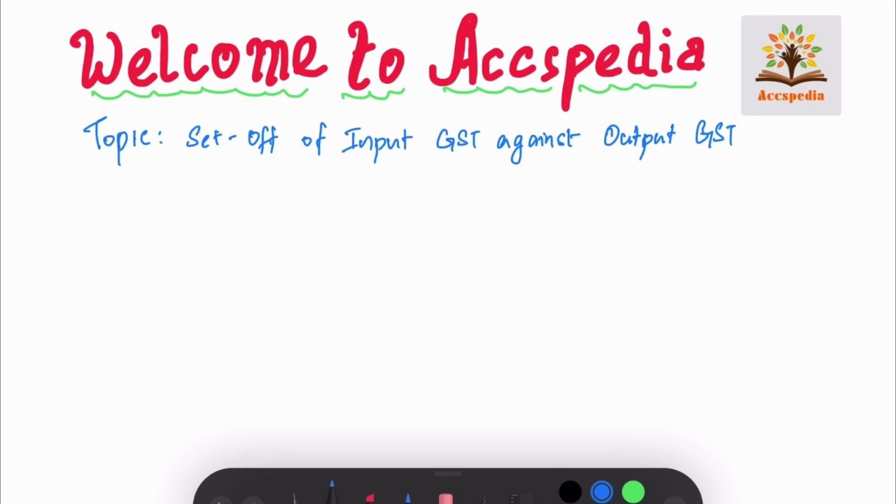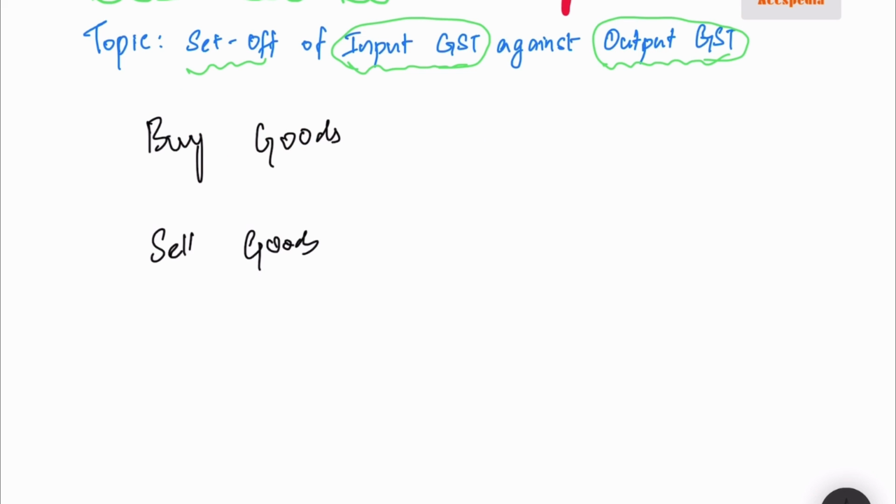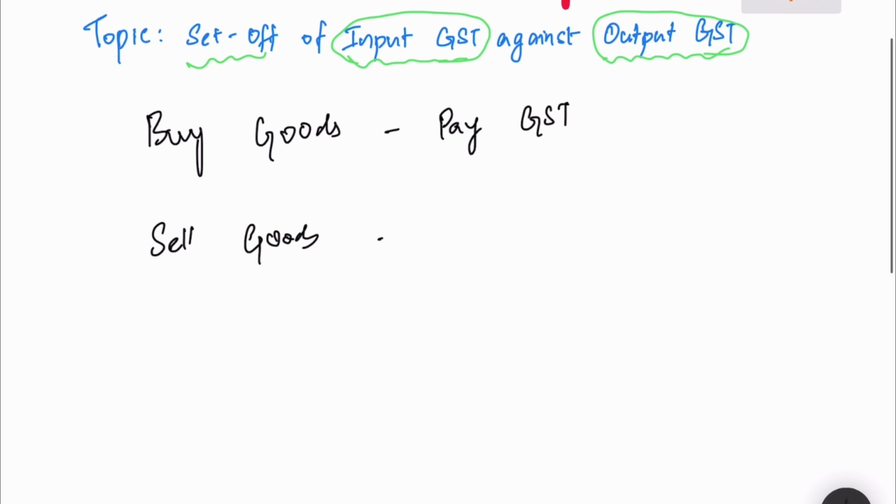The topic that we are going to discuss today is setting off of input GST against output GST. First thing that you need to know is what is an input GST and what is an output GST. We buy goods. At the time of purchasing goods, we pay tax, that is GST, to our suppliers. Similarly, when we sell goods, we collect tax from our consumers, that is we collect GST from our consumers.